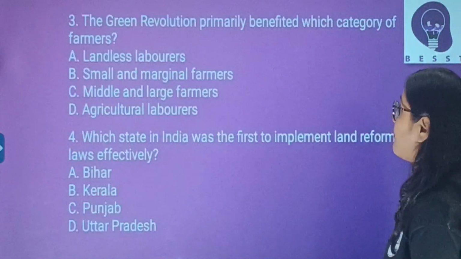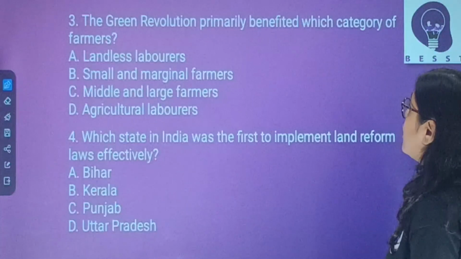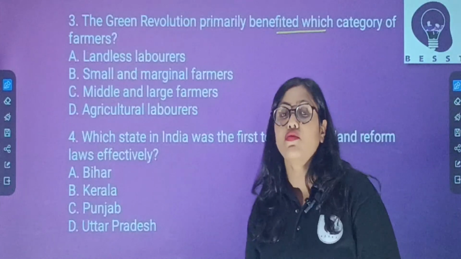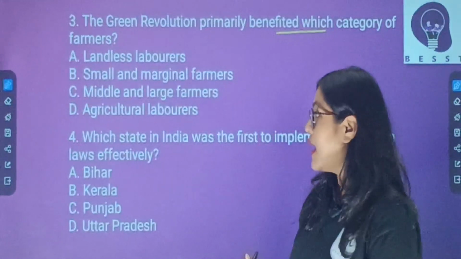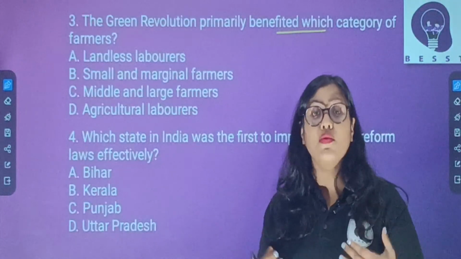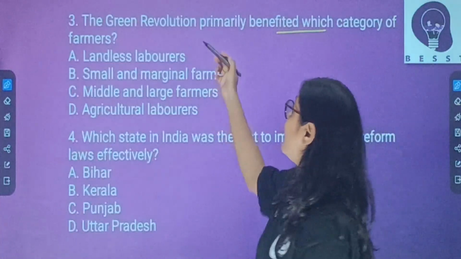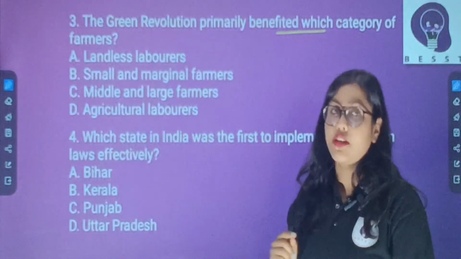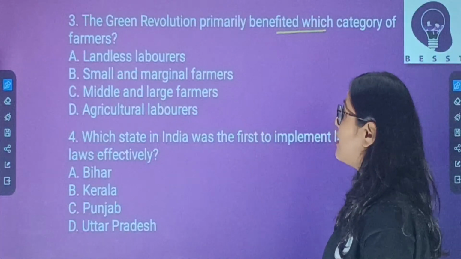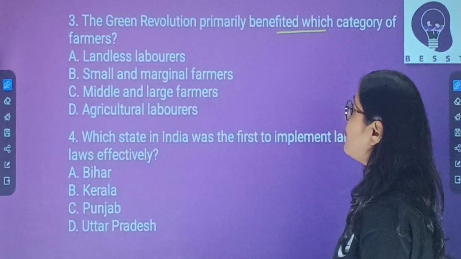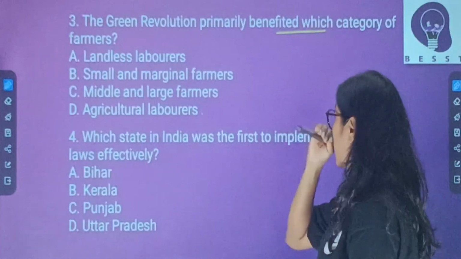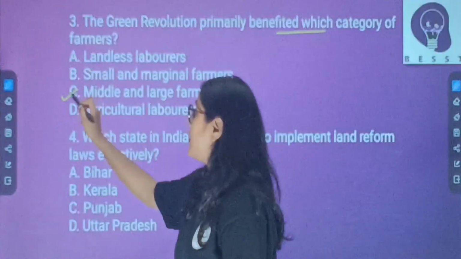Question number 3. The Green Revolution primarily benefited which category of farmers? The Green Revolution was a very big revolution for India, to be able to be self-sufficient in our food grain production. Whom did the Green Revolution mainly benefit in our Indian society? Did it benefit the landless laborers, the small and marginal farmers, the middle and large farmers, or the agricultural laborers? So it will be middle and large farmers.